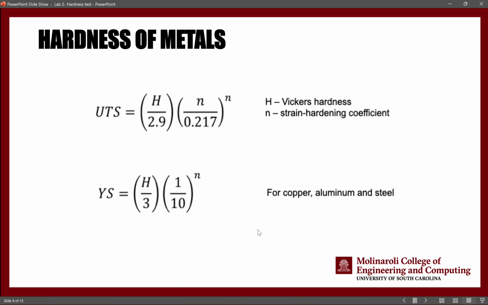You have to keep in mind that these are not based on real theories. These are based on experiments. So these are empirical equations. This is not a real physical relationship. This is just based on experiments, which means that it is limited to the type of material you're testing, right? So this equation only works for, for example, copper, aluminum, and steel.